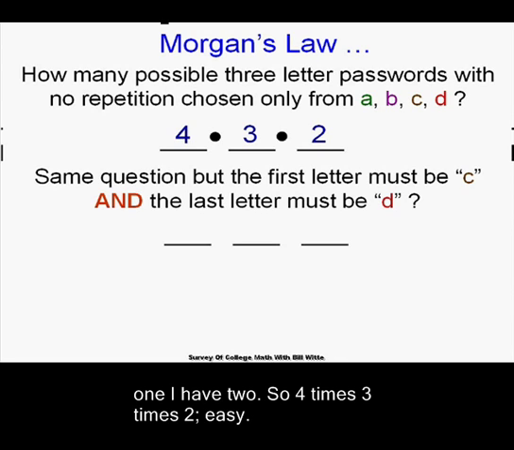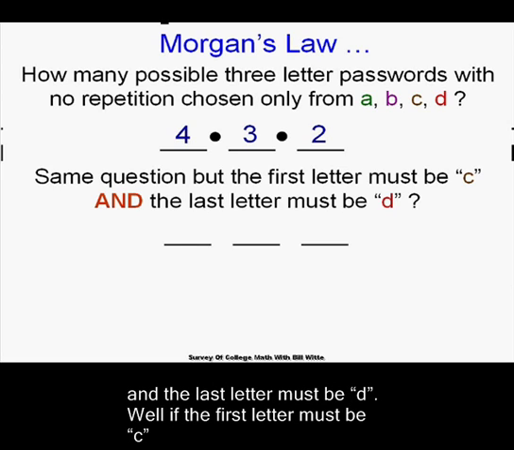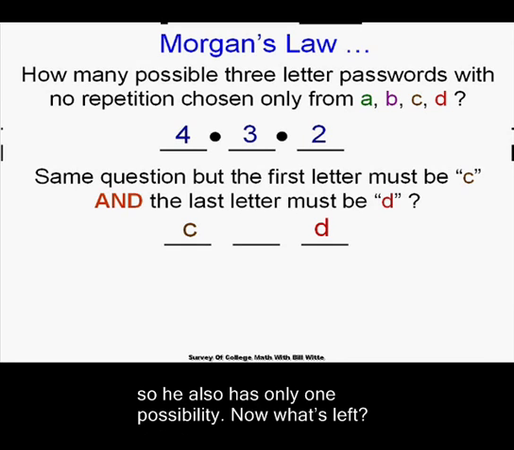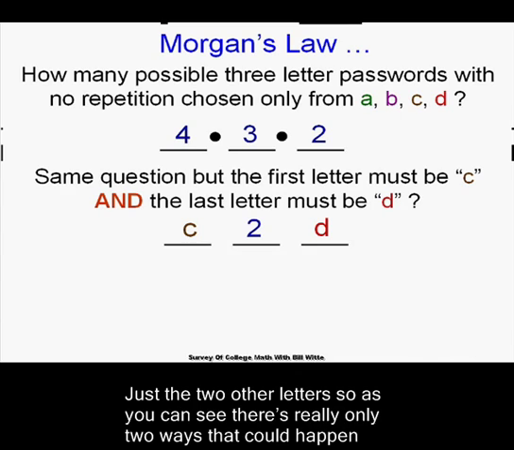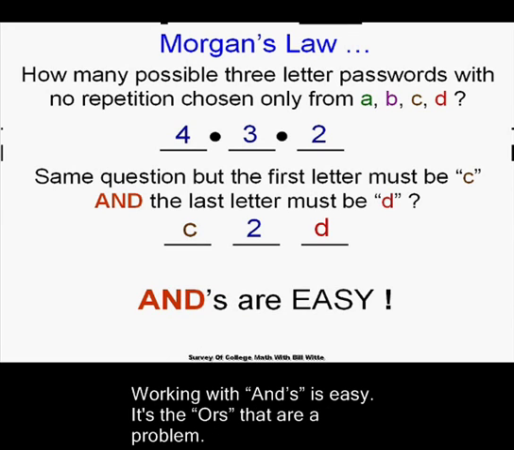Let's do the same question though, but this time we're going to say the first letter must be C and the last letter must be D. If the first letter must be C, we only have 1 possibility. And the last letter must be D, there's only 1 possibility. Now what's left? Just the 2 other letters. So there's really only 2 ways that could happen: CBD and CAD. So that was easy. That didn't need any special help. Okay, ands are easy.